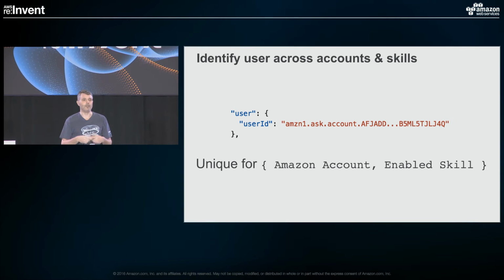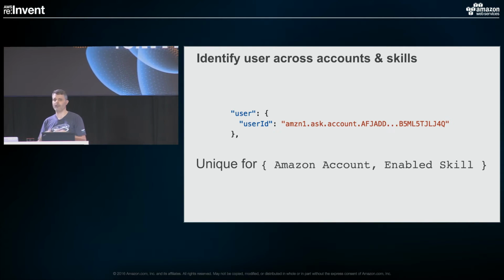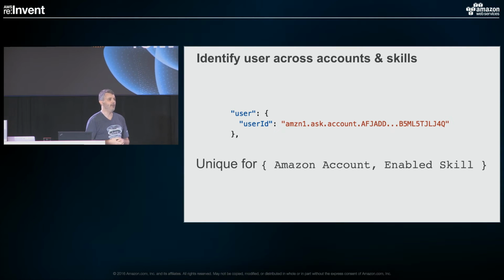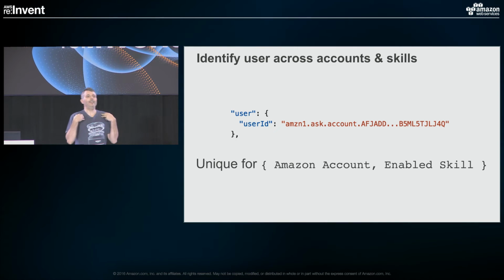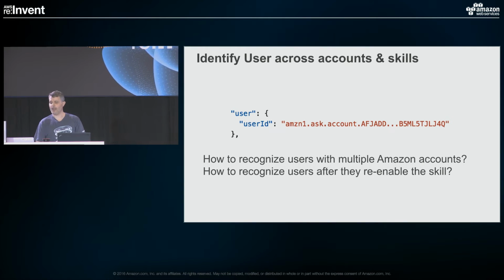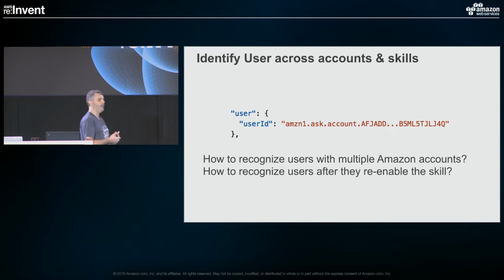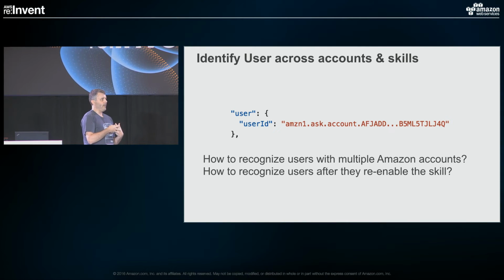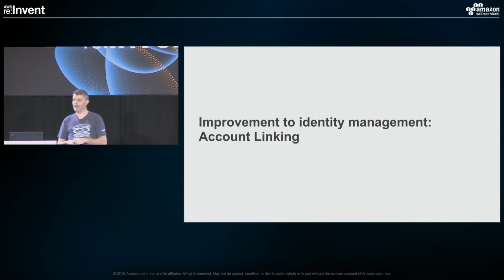And maybe you want to keep track in a better way of who is talking to your code. Think about skills like Domino Pizza or Uber. When I enable the skill on Uber, they know it's me because they have my credit card and they want to charge me for the service I'm going to use. So how can you do that with Alexa? How can you recognize users across multiple Amazon accounts? Or how can you have a stable identity, even if your customer disables and re-enables the skill?